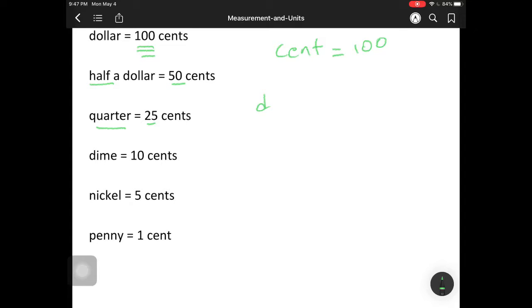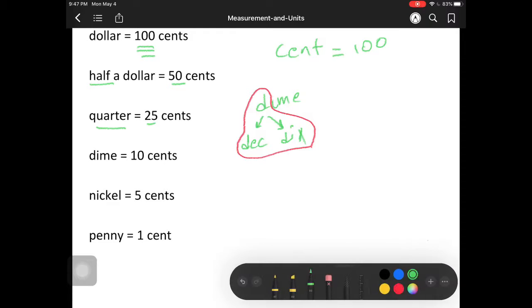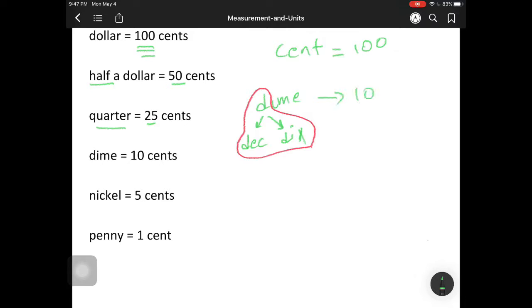For dime, you can think of dime either as the decimal system for D, or you can think of it as the French word for 10, dix. So anything that would help you remember it, the dime means 10 cents. And penny might be easy to remember because penny means like the smallest piece of whatever, coin or currency. So the penny is the 1 cent. And the one that you would still have to memorize is that the nickel is 5 cents.